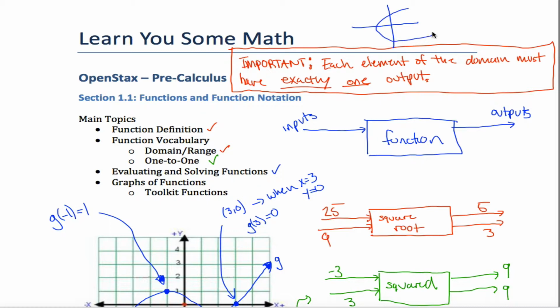Here's an example. Something like this. Not a function. Why is this not a function? Because maybe this is 2 right here. When you put 2 into this machine, it looks like +2 comes out. But wait a minute. When you put 2 into this machine, it looks like -2 comes out also. I have one input, namely 2, that has more than one output. It's got an output up here and an output up here. So this thing right here is not a function.